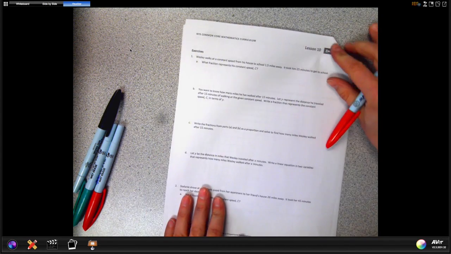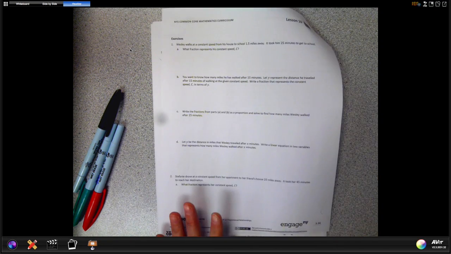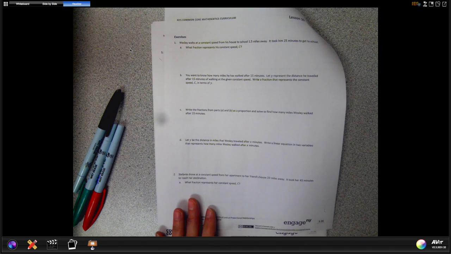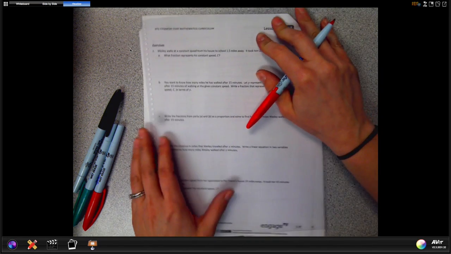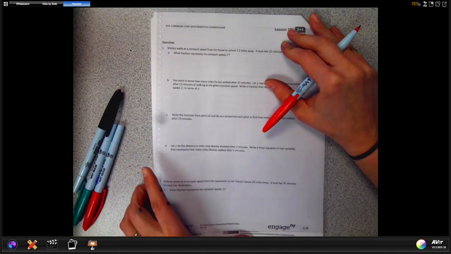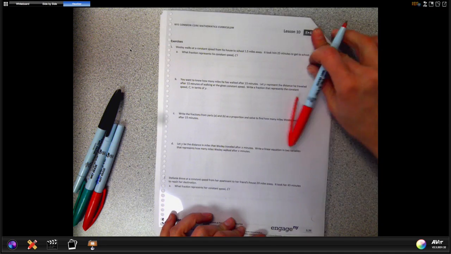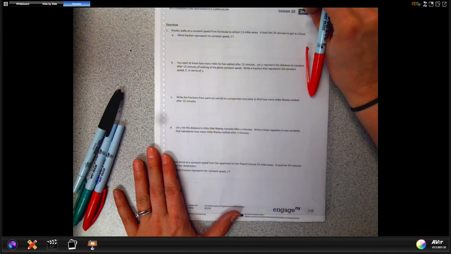So page 36 starts with exercise 1, and as you can see, you have different parts to this, and that's more like how you're going to see a question set up in the homework or on a test. So question 1 says, Wesley walks at a constant speed from his house to school 1.5 miles away. It took him 25 minutes to get to school. What fraction represents his constant speed, c?